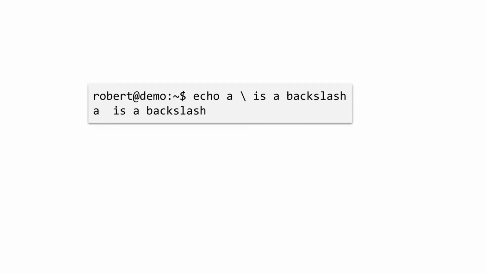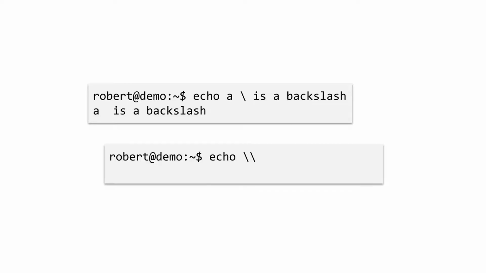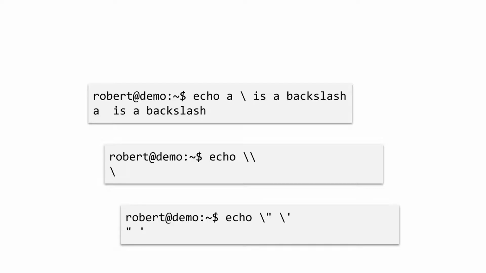So if you, for instance, want to print out a single backslash with the echo command, then you have to quote this backslash with a second one. Yeah, you will write echo backslash backslash. The same goes for the other quote markers, the single and the double quotes. Yeah, you have to quote them if you want to print them out, for instance.